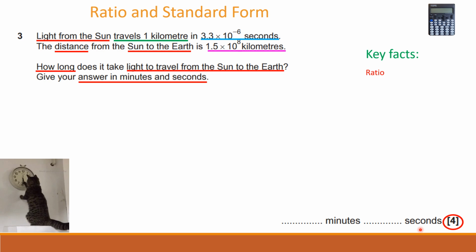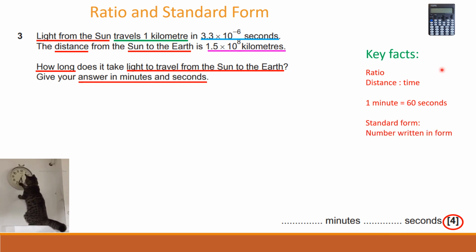The key facts you need to know are that you're going to be using ratio, and you're going to do the ratio of the distance to the time. And you need to know that 1 minute is equal to 60 seconds, and that will help you convert this second part here.